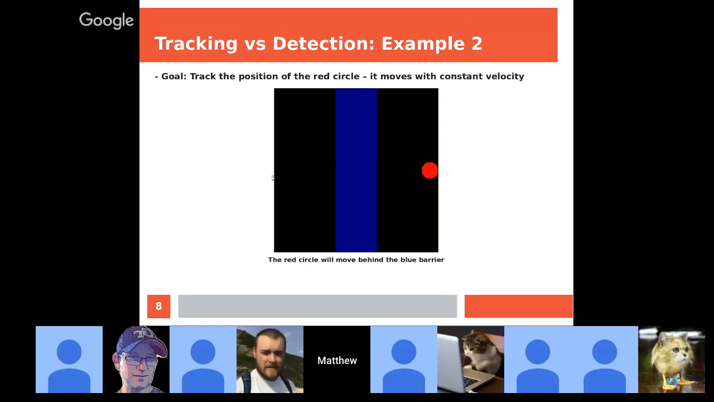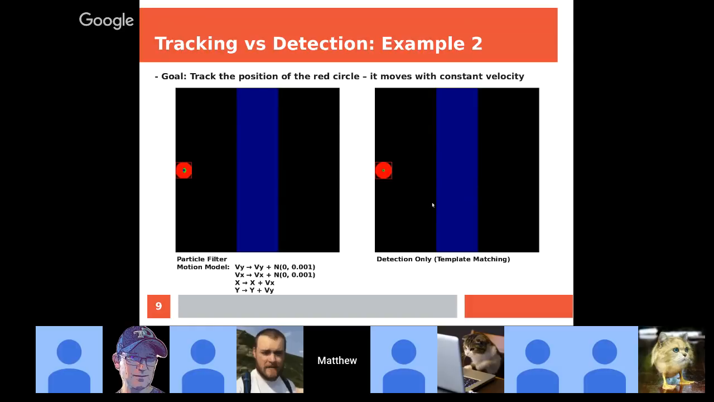And so you saw here the red circle passed behind the blue barrier and disappears completely from the image for a while. You and I are smart. We have some intuition that it's just hiding and it's going to reemerge. And hopefully we can see that with the particle filter, we'll see something very similar.